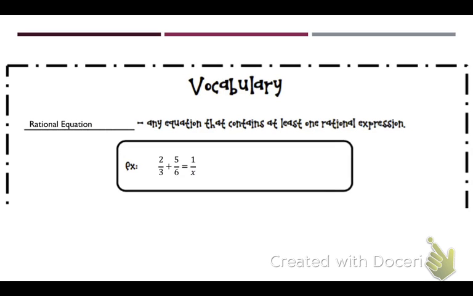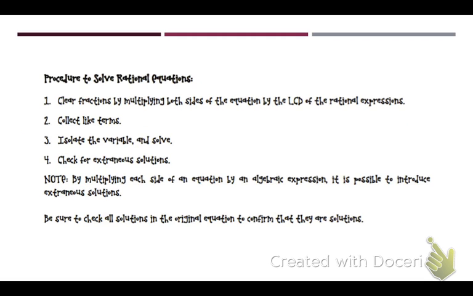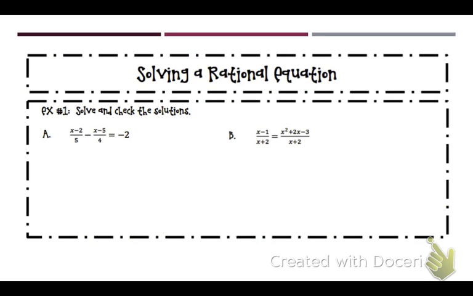A rational equation is any equation that contains at least one rational expression. You know what a rational expression is. It's just some fraction pretty much, and now we have an equal sign. So that's what a rational equation is. There's the procedures to solving these. You can read them if you want. Keep them there so you can look at them as we go through these, okay?